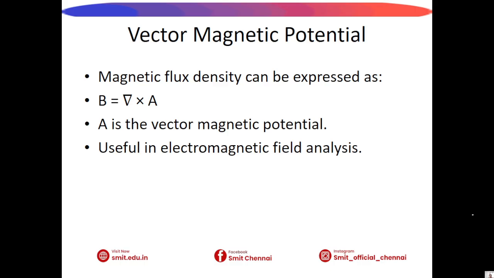The vector magnetic potential is useful because it simplifies the solution of many electromagnetic problems, especially in numerical simulations and advanced electromagnetic analysis. Although magnetic flux density B is a measurable quantity, vector potential A is often used as an intermediate mathematical tool for easier calculations. This concept becomes very important in antenna theory, wave propagation and computational electromagnetics.